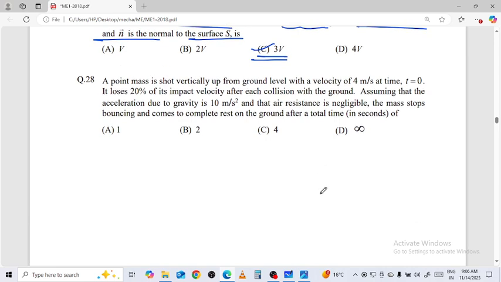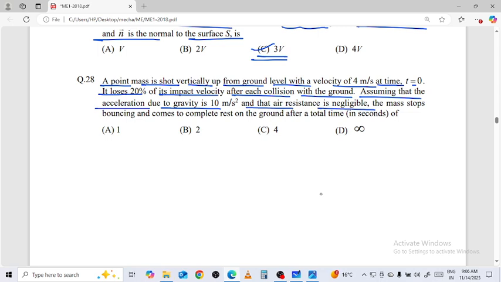Now the next question, we move ahead. A point mass is shot vertically up from ground level with a velocity of 4 meter per second at time t is equal to 0. It loses 20% of the impact velocity after each collision with the ground. Assuming that the acceleration due to gravity is 10 meter per second square and the air resistance is negligible, the mass stops bouncing and comes to complete rest on the ground after a total time in seconds of 1, 2, 4, or infinity.